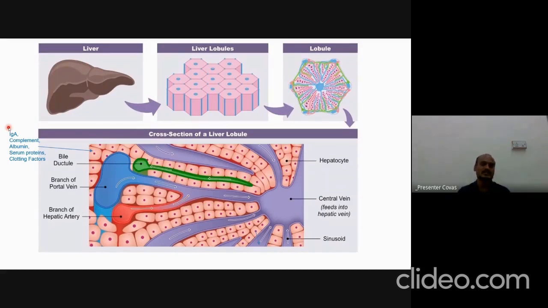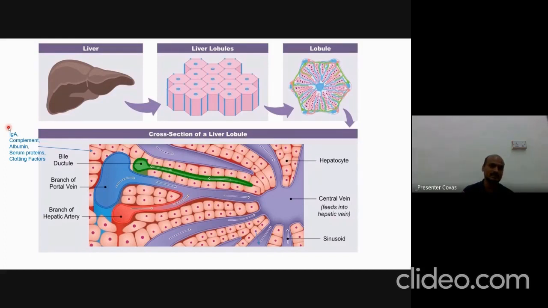Then the complement system is there. Whenever immunity is being initiated, we have the classical complement system, the alternate complement system, and the lectin complement system. For all these complement systems to work, we need complement. The pathogen has to bind with antibody, then complement has to bind, and then it can destroy the pathogen. In immunology, we have seen that. These complements are synthesized in the liver, so that is why it is important.